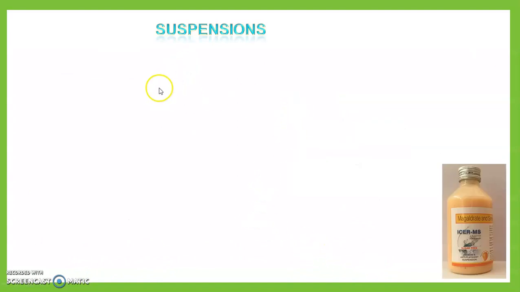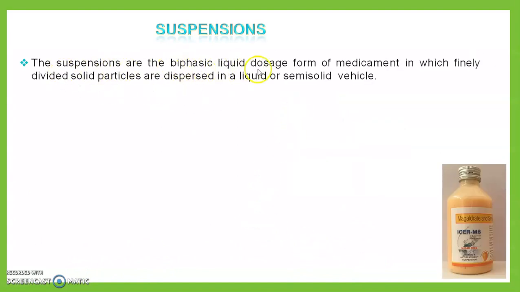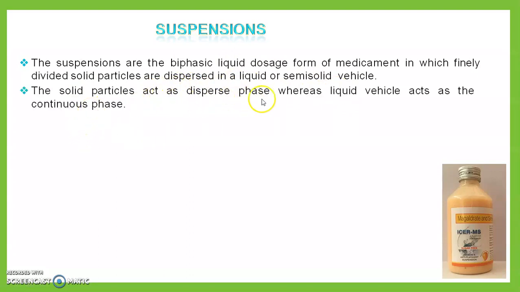Then we see the suspensions. Suspensions are biphasic liquid dosage forms of a medicament in which finely divided solid particles are dispersed in a liquid or semi-solid vehicle. Although no oil is added, it is still known as a biphasic liquid dosage form, because the solids are very finely divided and dispersed in the liquid. They are not soluble in the liquid. The solid particles act as the dispersed phase, where the liquid acts as the continuous phase.